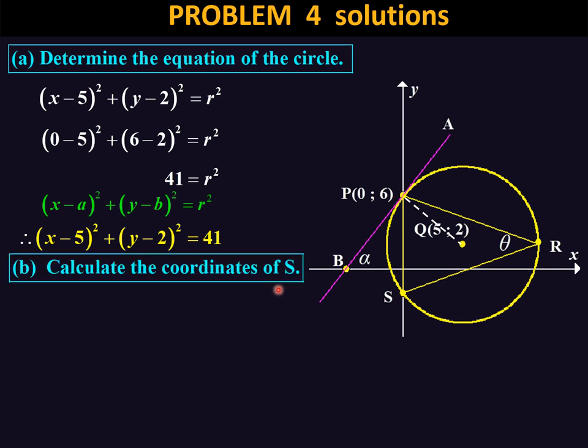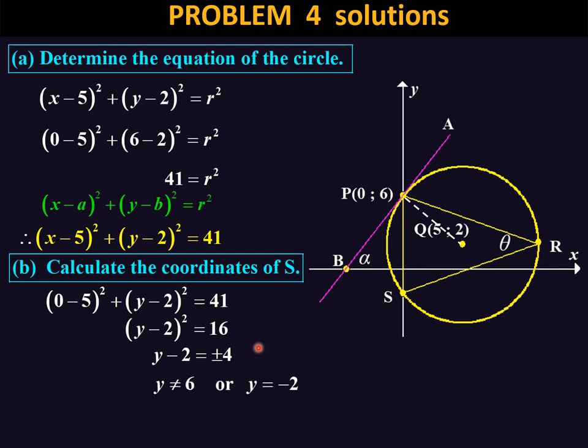B, calculate the coordinates of S. Usual. Where is S? S is on the circle. Second question, where else is S? On the y-axis. So I must use my circle. And what do I know about a point on the y-axis? For a y-intercept, x is 0. So I just make x equal to 0. Simplify that. That's 25. Transpose it. That gives me 16. I get 2 values there. Y minus 2 is plus or minus square root of 16, which is plus or minus 4. We have 2 options, 4 plus 2, which is 6, and negative 4 plus 2, which is negative 2.